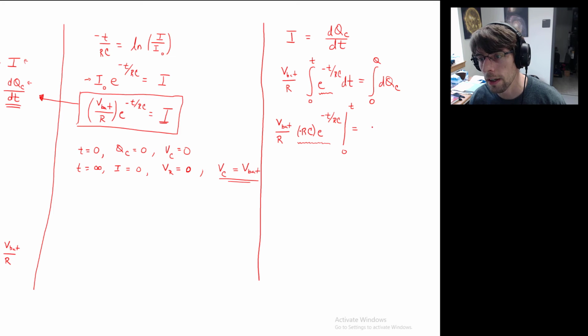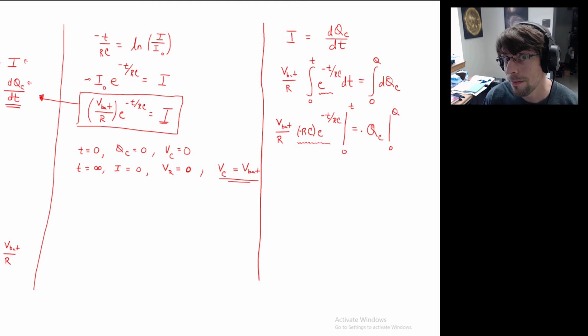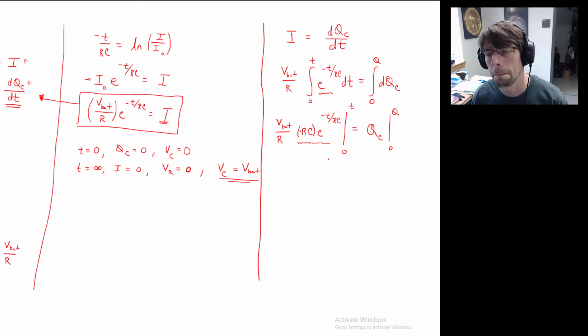And right here we have QC evaluated at 0 and Q. Now be careful. The tendency is to say, oh, it's evaluated at 0, the answer is 0. So be careful there. Look at this. We have an R canceling an R. Let's go ahead and get rid of that while we're at it. That's always nice, we get some sort of cancellation right there.